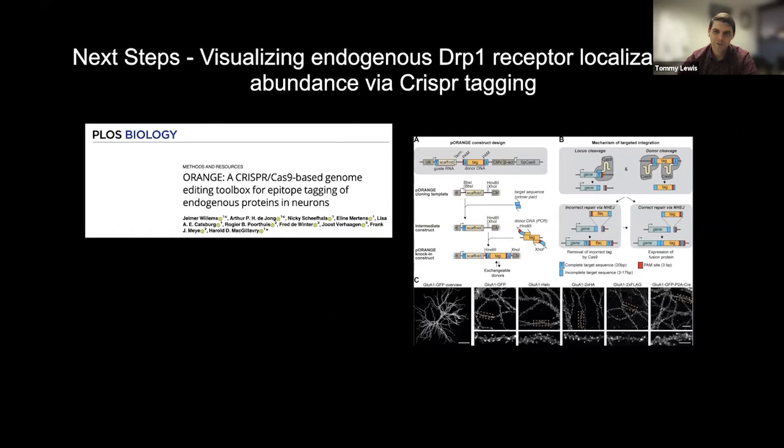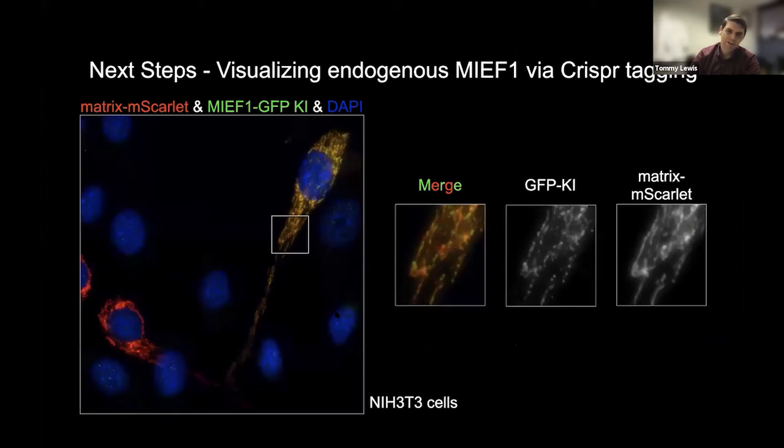And we have been screening these in NIH3T3, a mouse cell line, recently, and we're really excited. We finally have a first guide for MIF1 that seems to work well. We can see nice punctate localization of this MIF1 on the mitochondria.